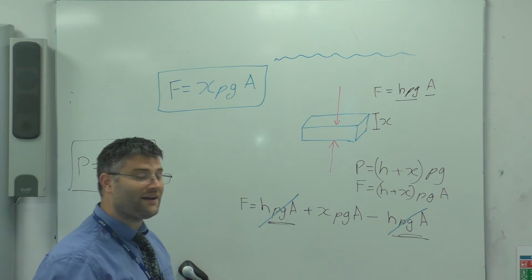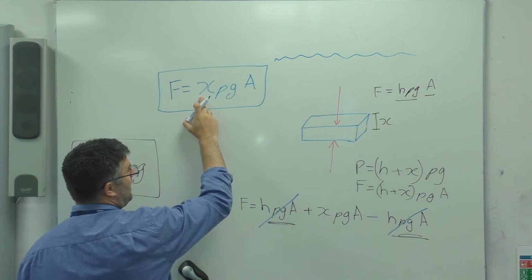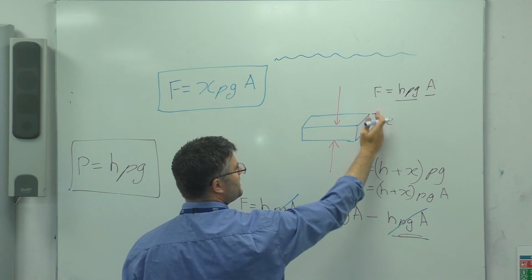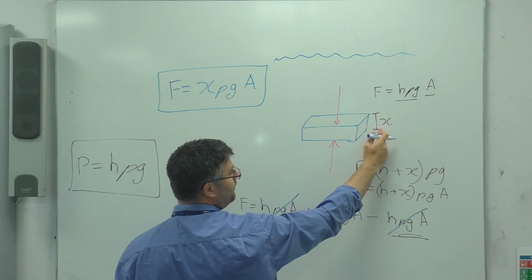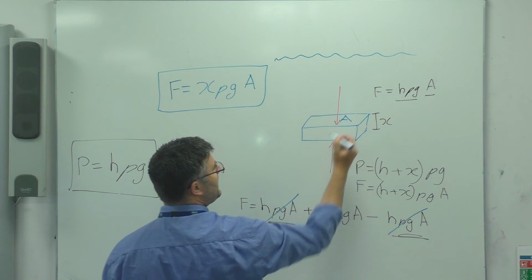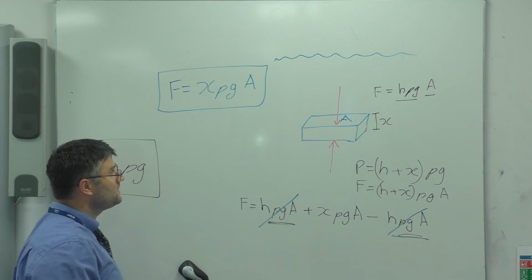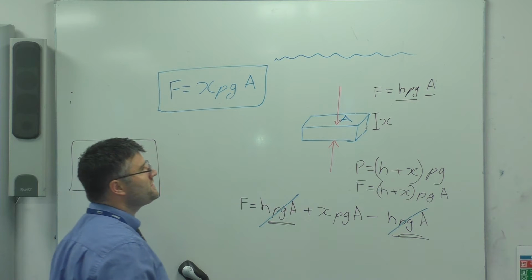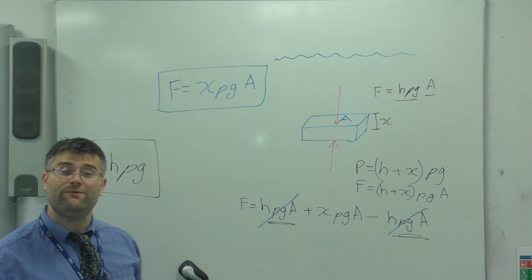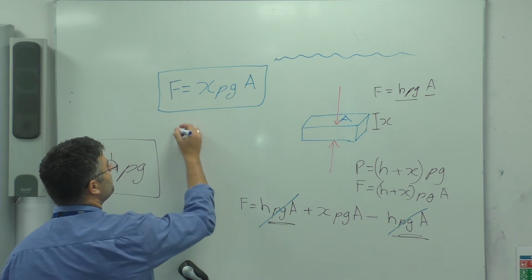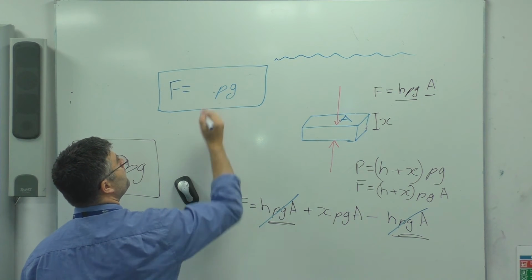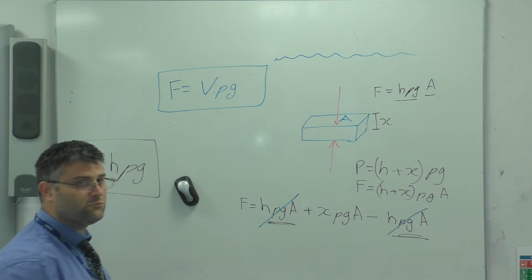But we can simplify it even further. x and A. Well, x is that side of the object, and A is the surface area of the object. If you were to multiply those two values together, well done if you guessed it, that's the volume of the object. So let's rub out A, and we have V rho g.